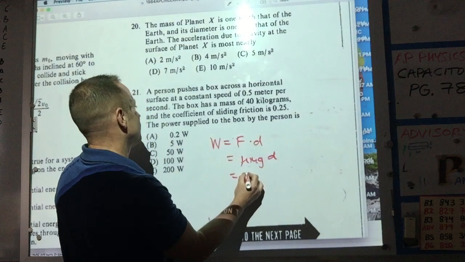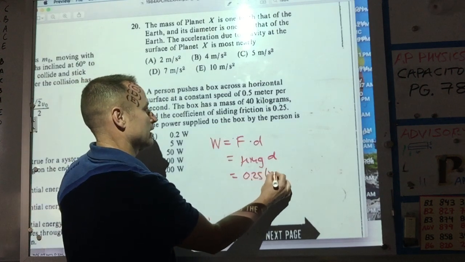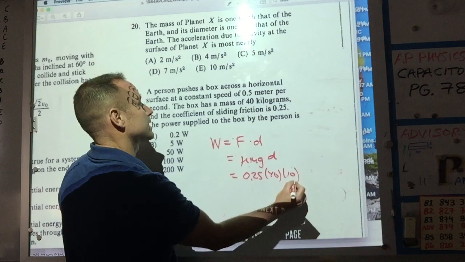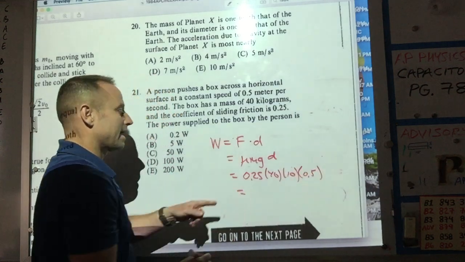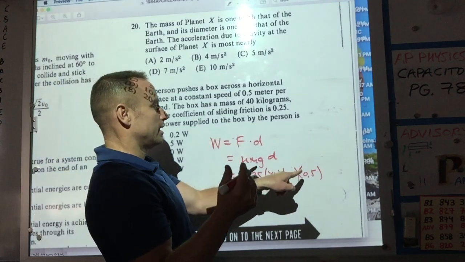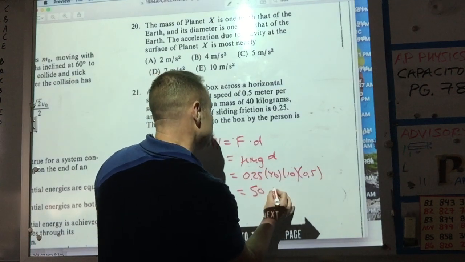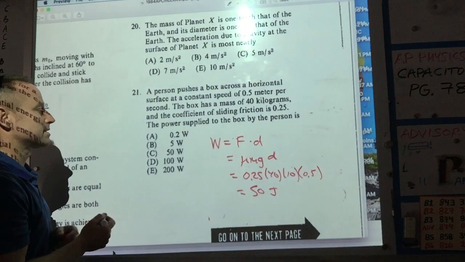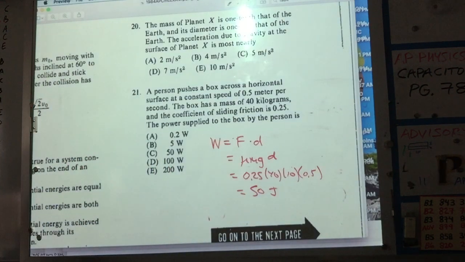So what is this thing? Coefficient is 0.25, mass is 40, g is 10, and it goes 0.5 meter. A quarter of 40 makes 10. 10 times 10 is 100, and then half of 100 is 50. So there's 50 joules, and that would be in a second. So 50 joules per second is 50 watts. So 21 ought to be C.